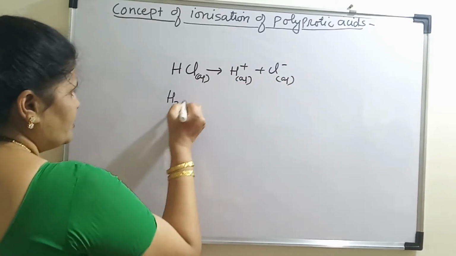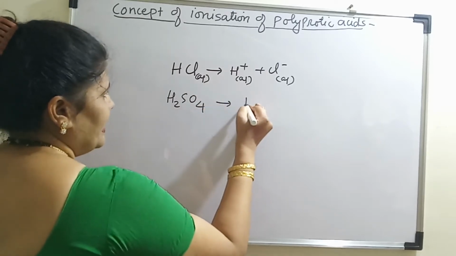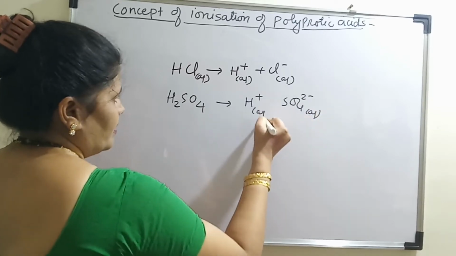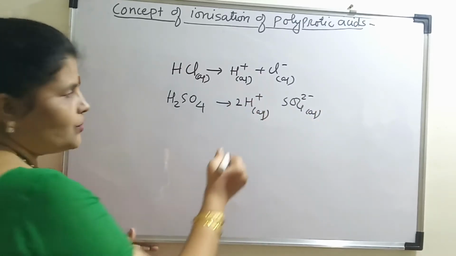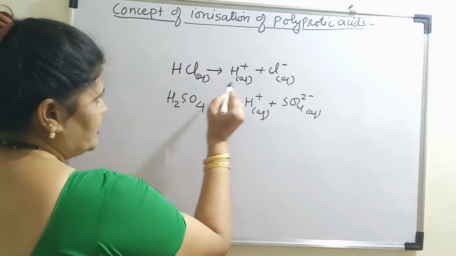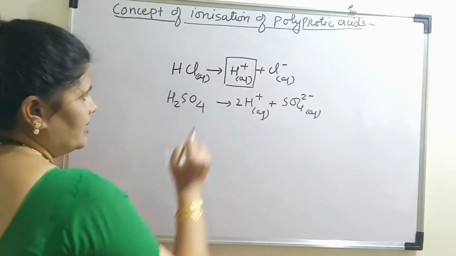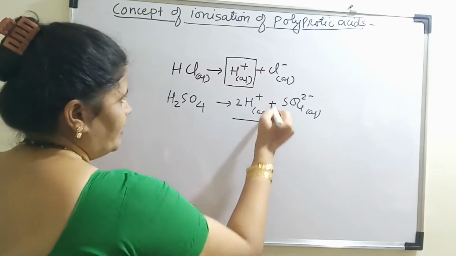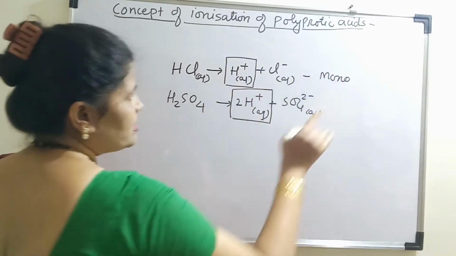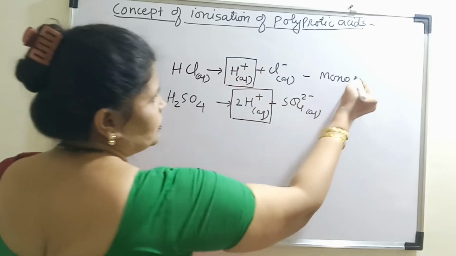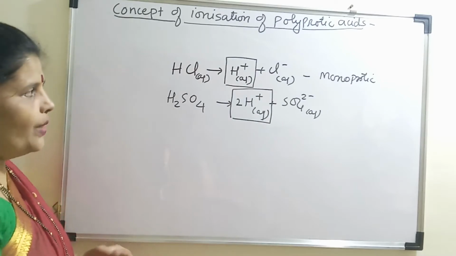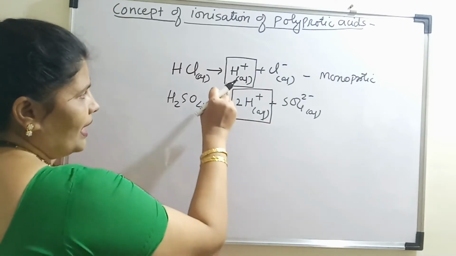Similarly, if I take H2SO4, what I will get is 2 H plus ions and SO4 2 minus. If I see HCl here, I am getting 1 H plus, while for H2SO4 I am getting 2 H plus ions. So I will call this mono. Mono means 1, and this is a proton, so this is a monoprotic acid. So what is a monoprotic acid, student? An acid that gives 1 H plus ion.